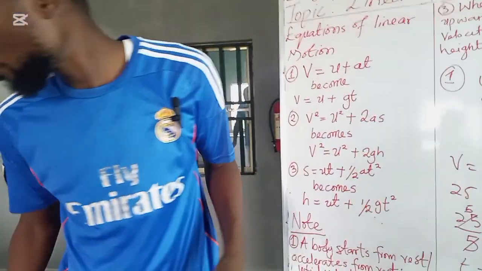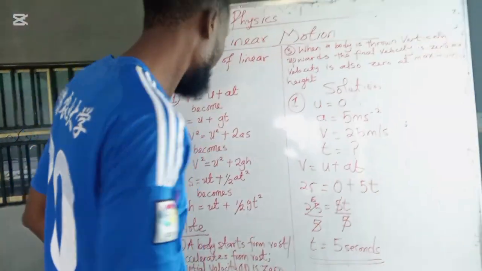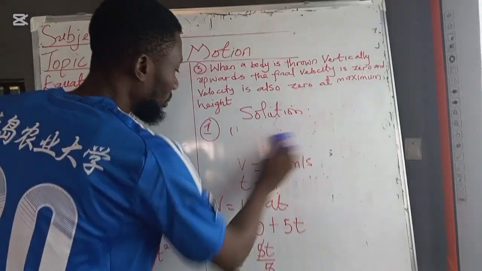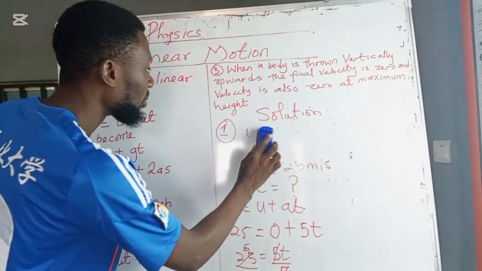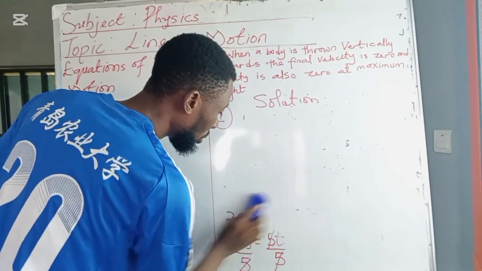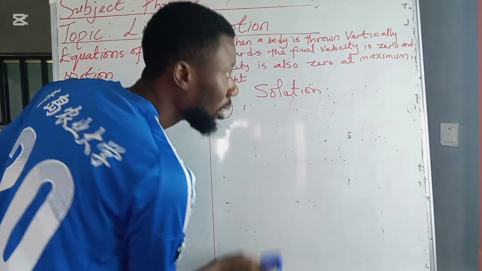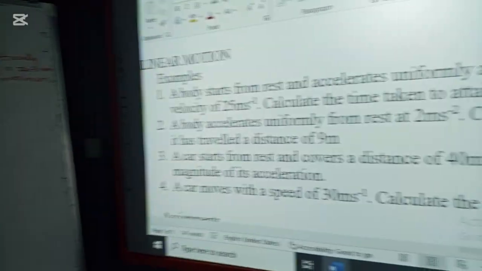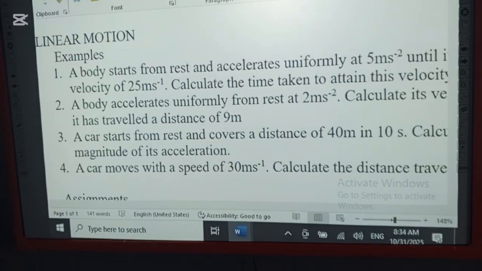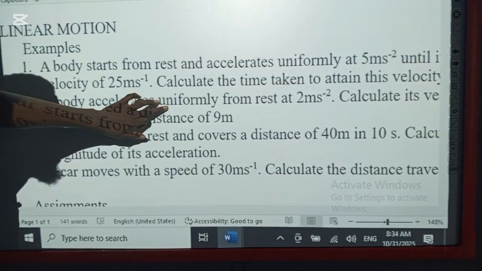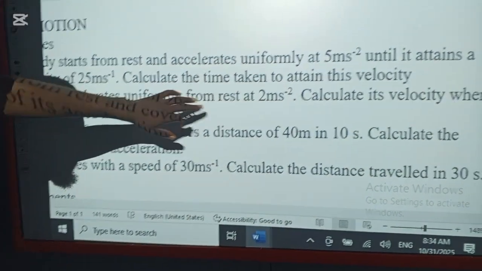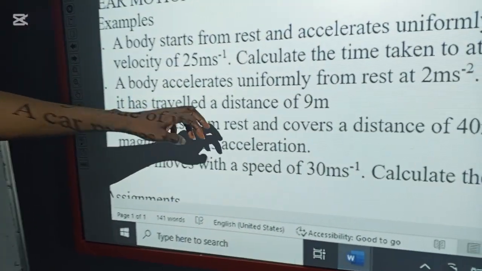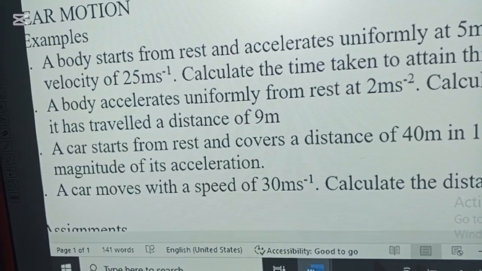Quickly, we're going to be doing question number 2. Hope you've captured this. Thank you. Question number 2: a body accelerates uniformly from rest at 2 meters per second square. Calculate its velocity when it has traveled a distance of 9 meters.